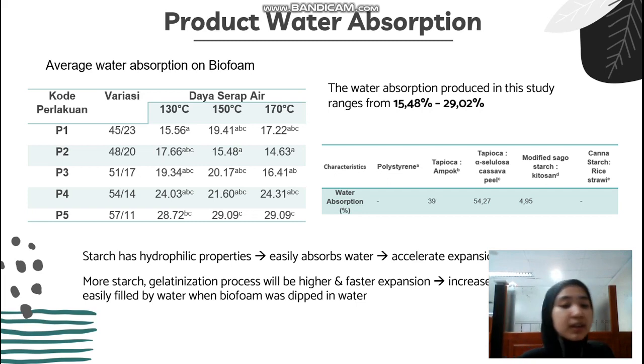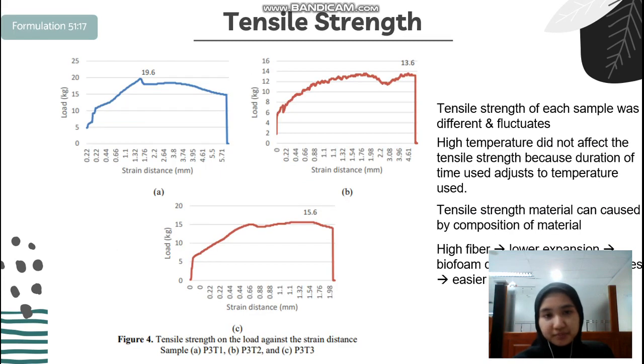Starch has hydrophilic properties, can easily absorb water, and can accelerate expansion and form cavities. With more starch, the gelatinization process will be higher and expansion faster. Porosity and cavities increase, and they are easily filled by water when the biofilm is dipped in water.